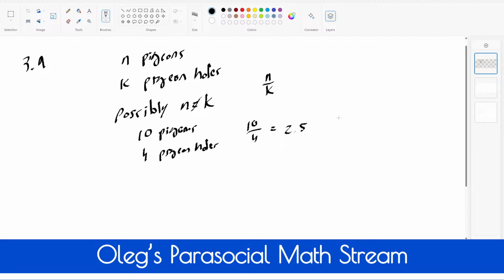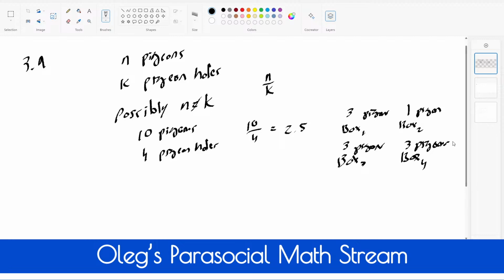Some boxes, let's say box sub 1 can have, say, 3 pigeons. And then box sub 2 has 1. And then box sub 3 has 3 pigeons. And box sub 4 has also 3 pigeons. No matter how many pigeons you stick in, you can't change the average per box. If you were to put 9 pigeons in one box, you still have to average them out. The density is spread out among the boxes, even though we're talking about whole numbers. You don't have half a pigeon in a box. But basically, the average density spread out over the 4 boxes is 2.5.